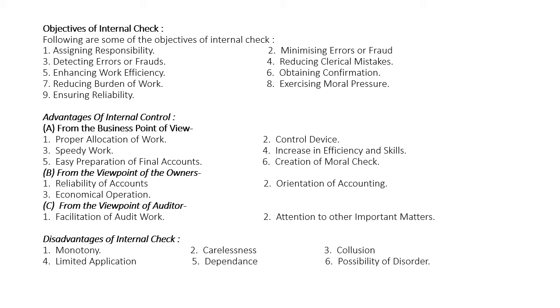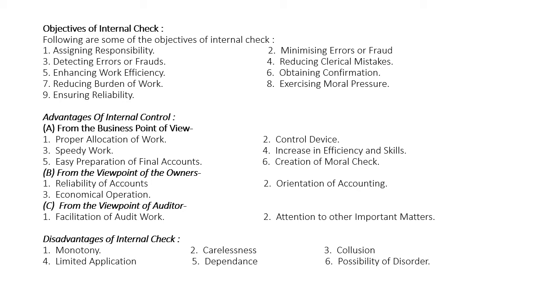To detect errors or fraud easily, due to independent checking of work done by one employee by another employee, is the objective of internal check. Fourth is reducing clerical mistakes. To minimize the possibility of omission of any transaction from being recorded in the books of account is also the objective of the internal check system.